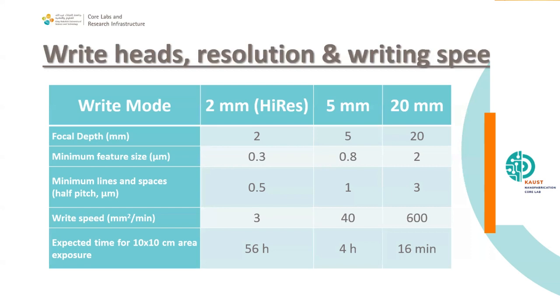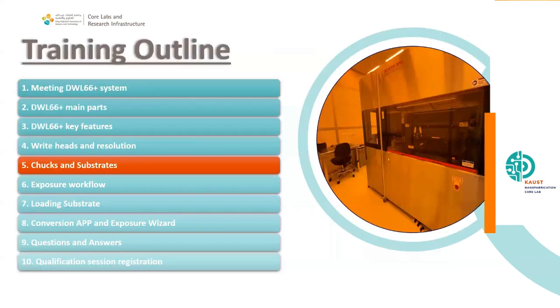Also, the write speed is changing a lot. I wanted to put here the expected time for a wafer or a 10 by 10 centimeter area of exposure with each writing head. And you can see the huge difference. For example, for the high resolution, it will take 56 hours, so more than 2 days. But with the 20 millimeters, it will take just 15 or 16 minutes. So the difference is very big.